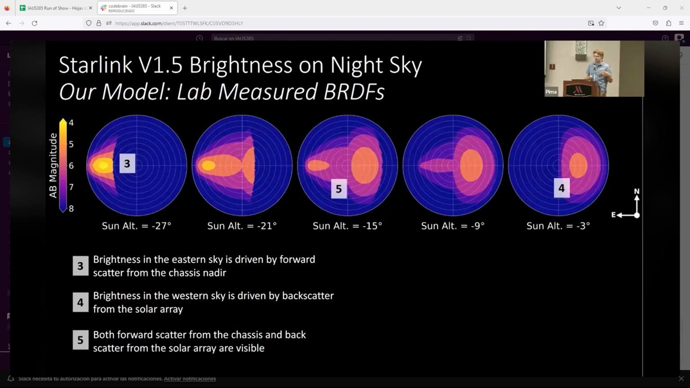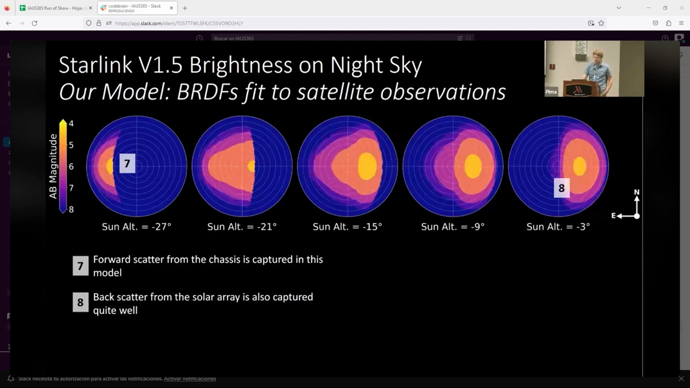I mean, you can imagine streaks that get bright and then dim and then bright again, and we're going to have to be able to handle those cases. Next, I'd like to also show our model where we fit our BRDFs to about 2,000 satellite observations from the Pomenis Observatory. And you can see that it's sort of in between.